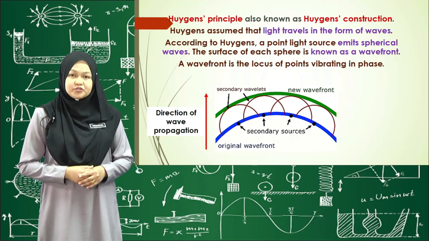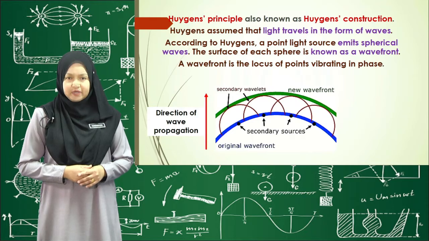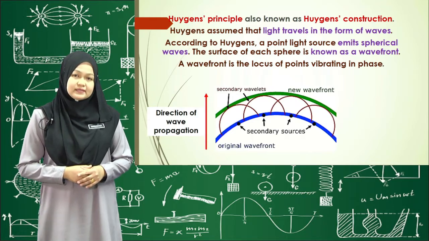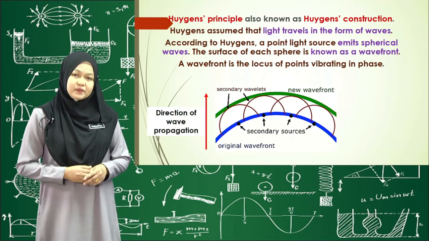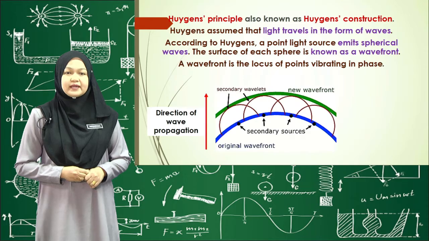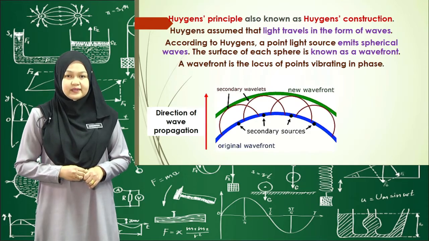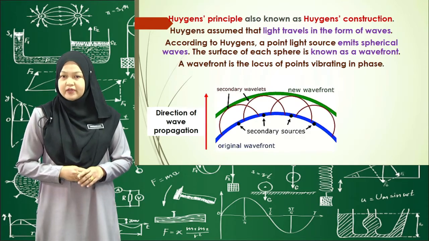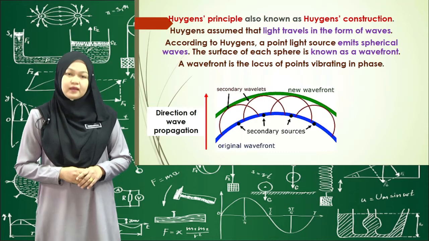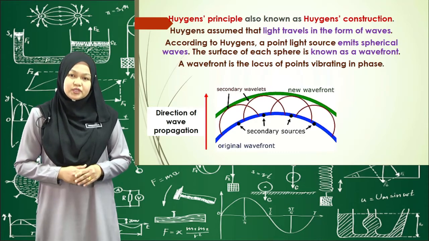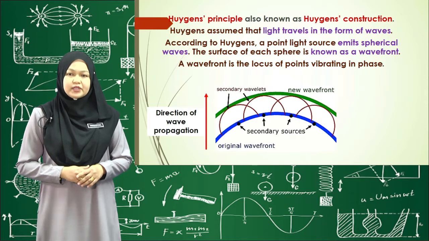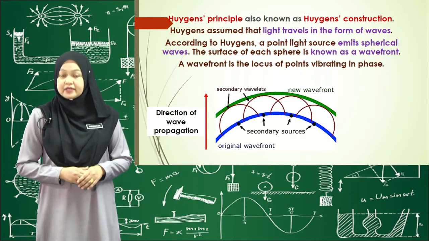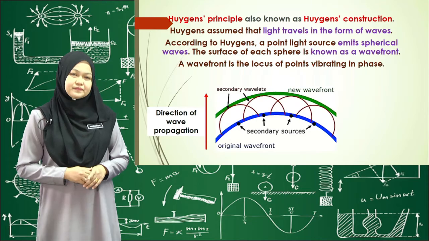Huygens assumed that light travels in the form of waves. According to Huygens, a point light source emits spherical waves. The surface of each sphere is known as a wavefront. A wavefront is the locus of points vibrating in phase. The figure below shows how the secondary sources form a new wavefront from secondary wavelets.